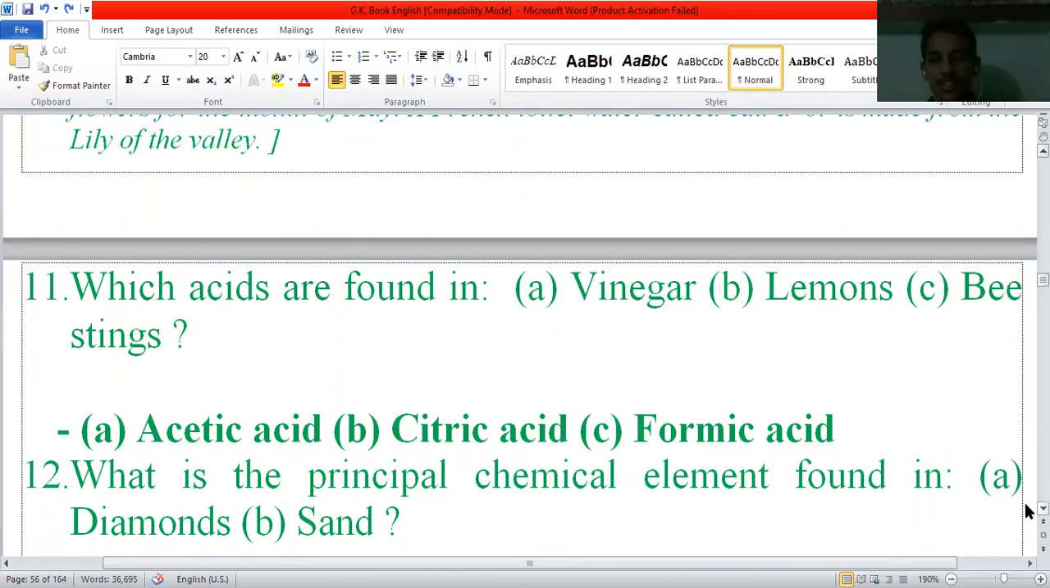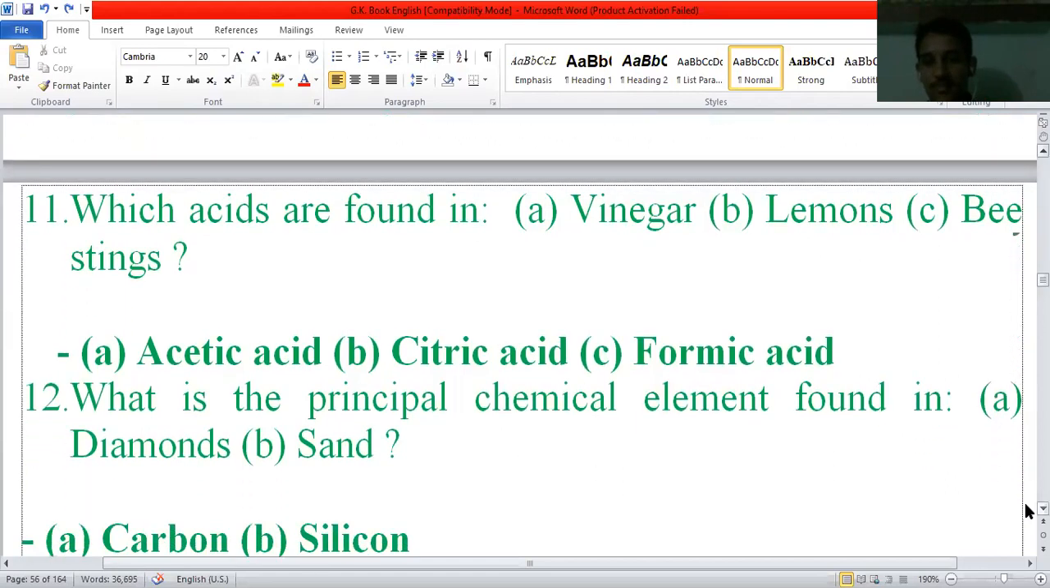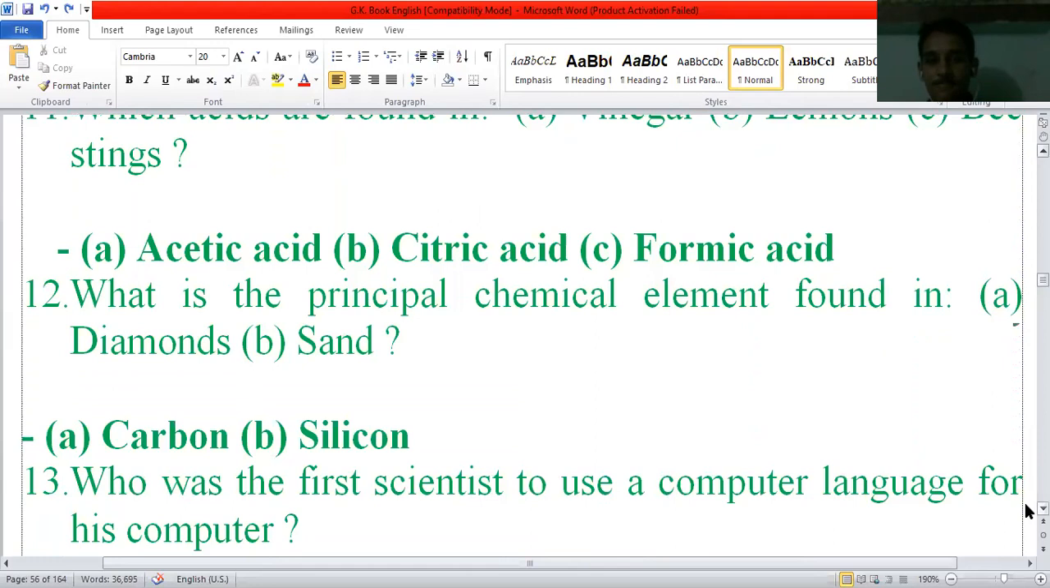Question number two is for Dipesh Hamal and Deepa Luitel. What is the principal chemical element found in a diamond and sand? Deepa Luitel and Dipesh Hamal. Carbon, just like diamond. Carbon and silicon.